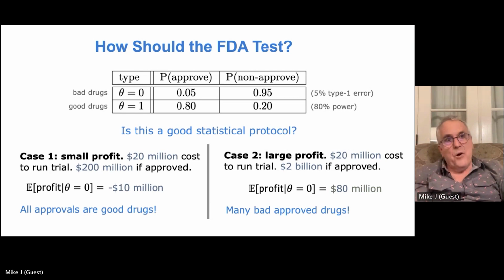So of course the CEO of the drug company will say, oh, that's terrible. I'm not going to send lots of drug candidates in. Only if I'm really sure it's a good drug will I send it in, because otherwise I expect to lose money. Look at now case 2, where it still costs $20 million to run the trial, but if you're approved, you make 2 billion. And so that would be for a drug like ibuprofen or something. And now if you do the same mathematical calculation, you can see the expected profit, even if the drug is not effective, would be 80 million.